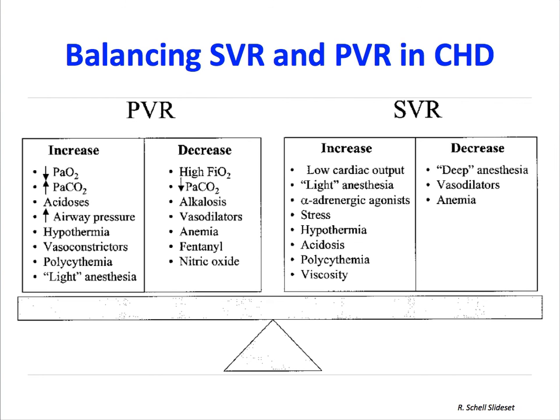For example, turning up sevoflurane to several MAC will vasodilate a patient and decrease systemic vascular resistance. Vasodilating drugs like nitroprusside. And then things that increase SVR: light anesthesia, high adrenergic state, phenylephrine, stress, being cold and vasoconstricted, acidotic, polycythemia because of the increased viscosity, which increases resistance.